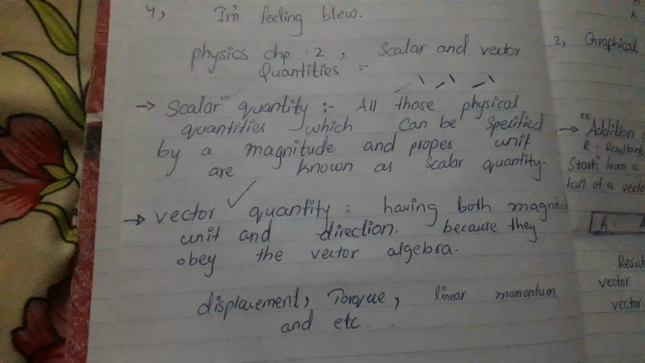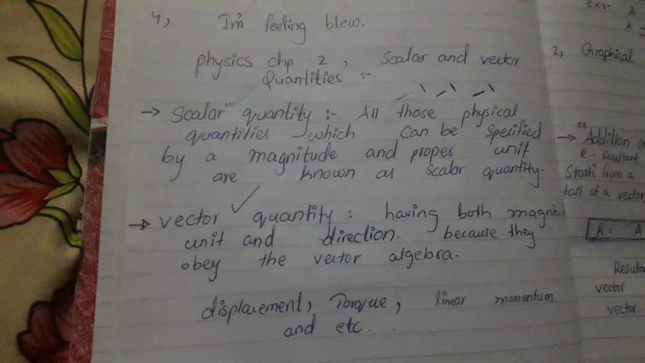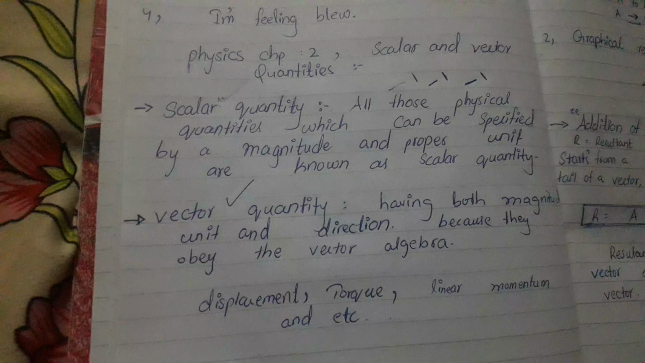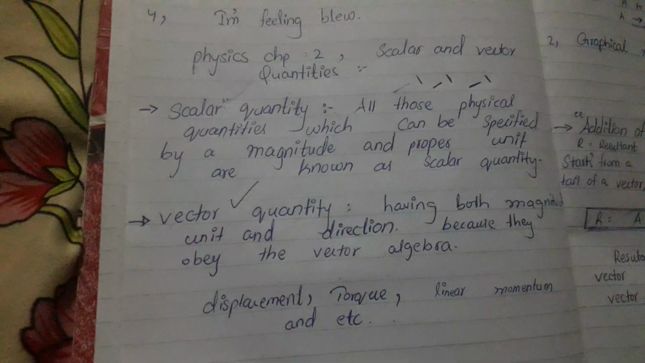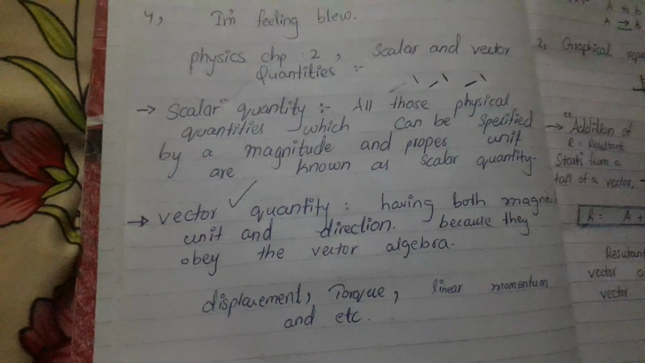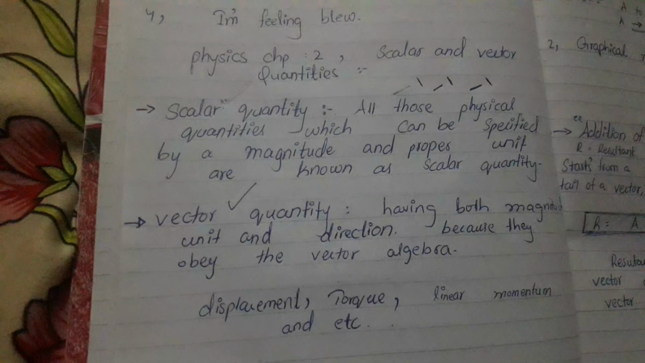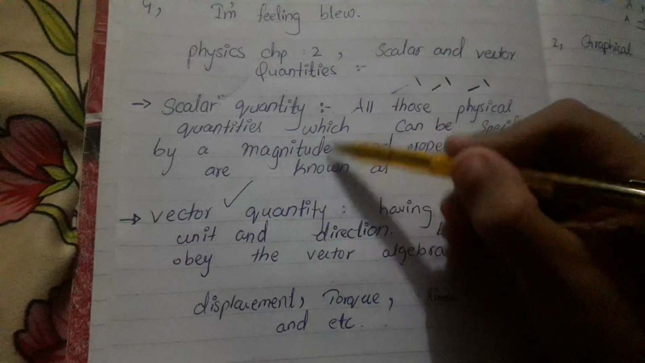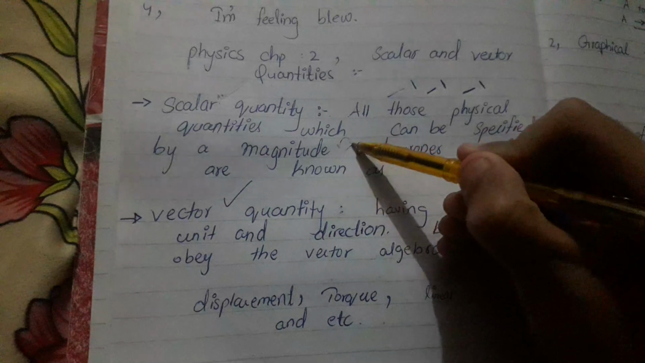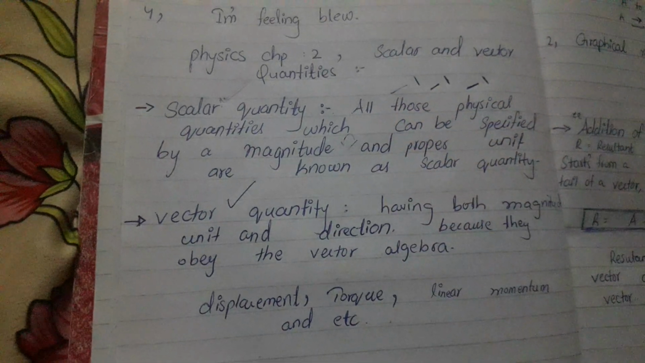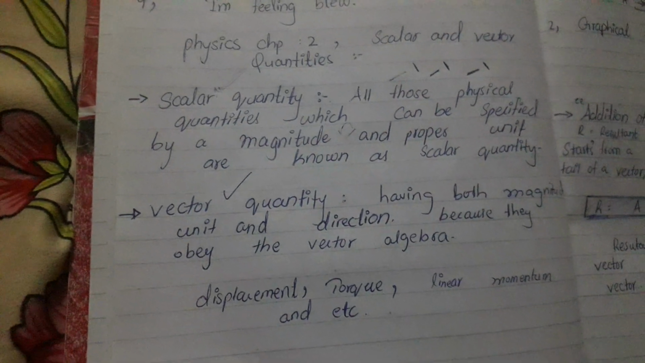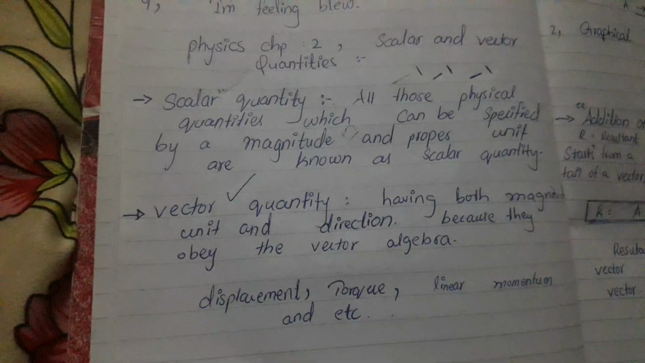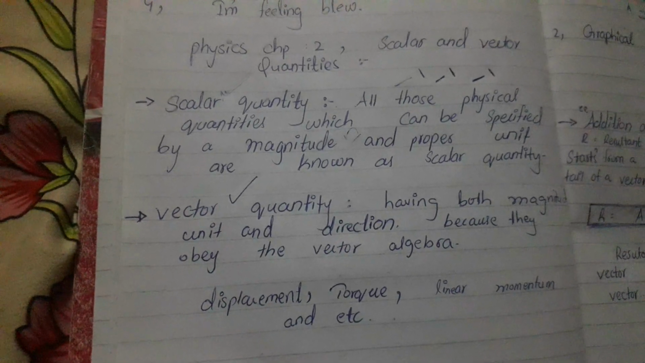All those physical quantities which can be specified by a magnitude and they have a proper unit are known as a scalar quantity. Let me explain this in detail. The word magnitude is a number in simple words. Okay, and of course you guys know what is a unit: kg, mole, kilojoule, etc. These are all about units.